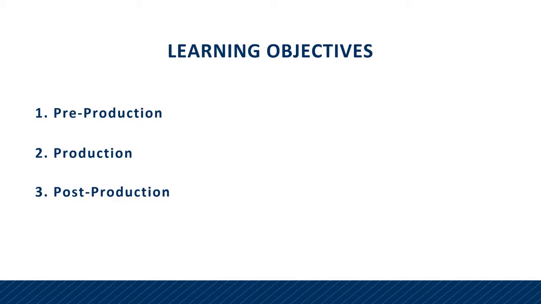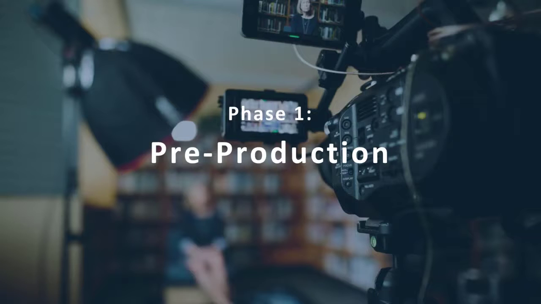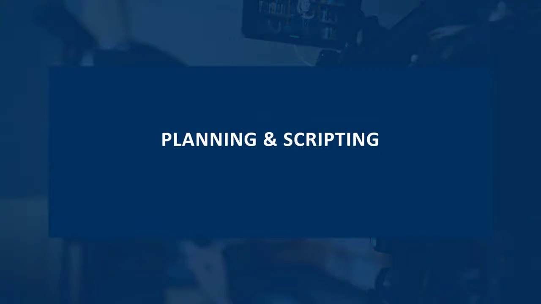There are basically three key phases: pre-production, production, and post-production. Right, let's get into these three key phases. Before you actually shoot your videos, that's called the pre-production phase. And in the pre-production phase, the two things that you want to take into account are planning and scripting.